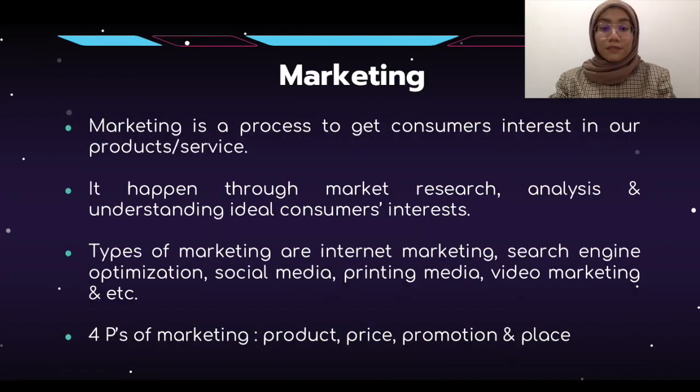Okay, the fourth stage is marketing. As you know, marketing is a process to get consumers' interest in our product or service. It happens through market research, analysis, and understanding ideal consumers' interests. There are many types of marketing in this world. They are internet marketing, search engine optimization, social media, print media, video marketing, and others. Usually, a company will use these 4 pieces of marketing strategy, which are product, price, promotion, and place, to help them market their business.